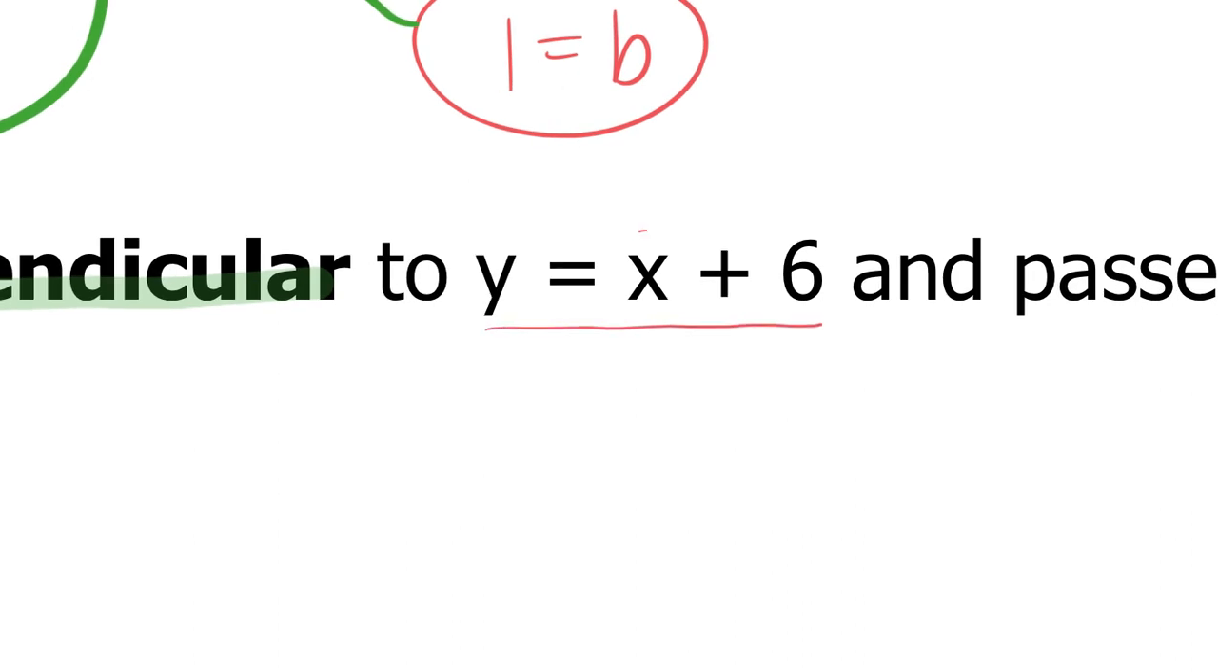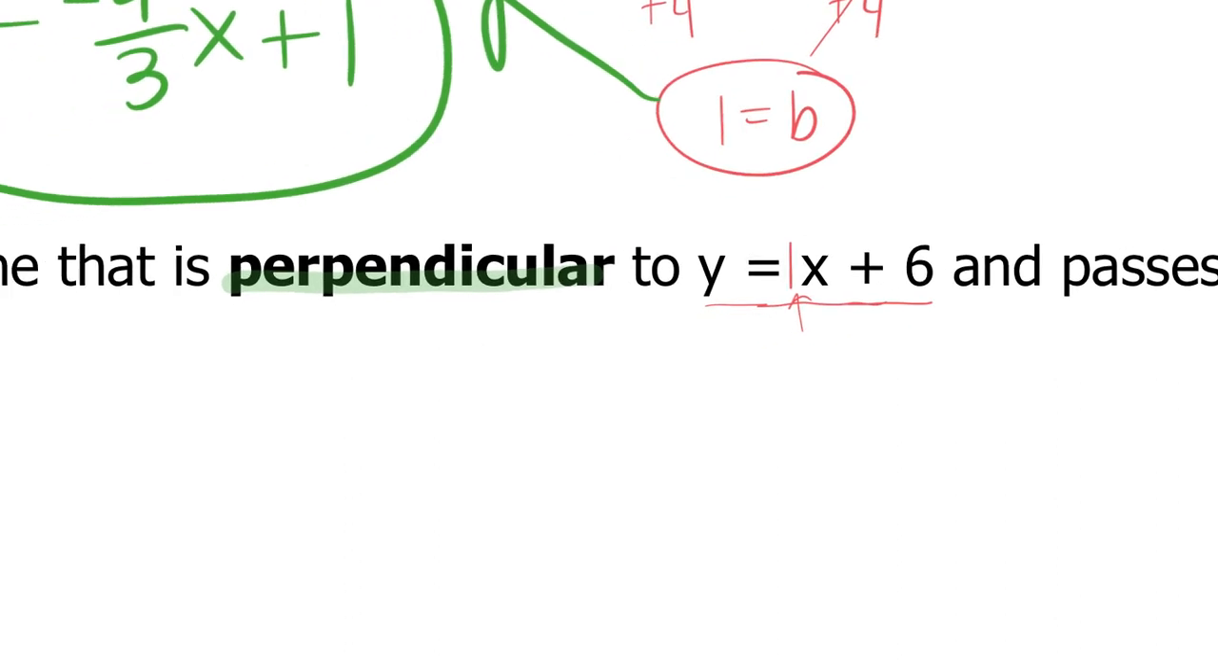So now the slope of this, we do have it. It just doesn't look like it's there. If there's no number there, remember that that's actually a 1. So the slope of this is 1. However, we do not want to use 1 as our new slope because we want a line that's perpendicular. So my new slope has to be the complete opposite of 1. So we're going to flip it upside down.